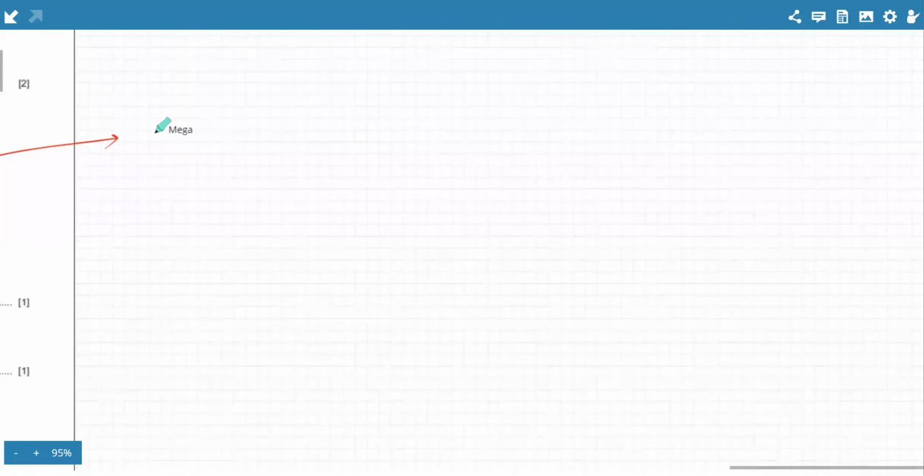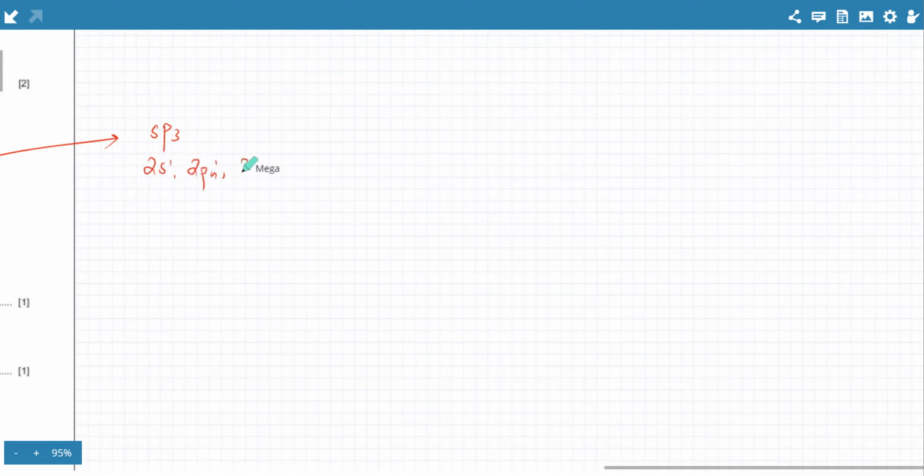One was sp3 hybrid orbitals. Carbon has a total of 4 orbitals in its outer shell. A normal carbon has 2s1, 2px1, and so on. It has 4 electrons in its outer shell. Okay, it has 4 orbitals, but they change shape when it bonds with other atoms.